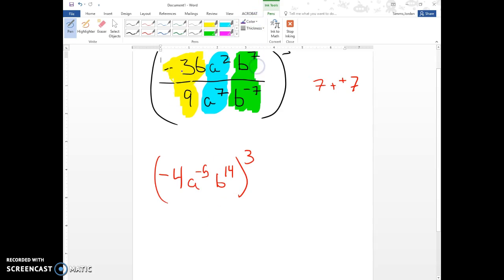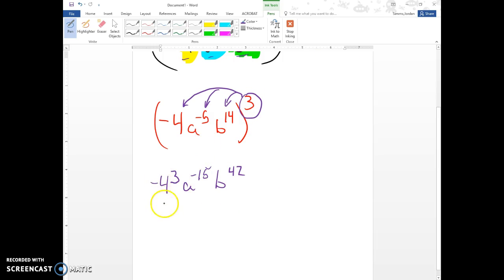Okay, so we just did order of operations. We broke everything up: whole numbers, the a's, the b's, and we left our exponent. Now this exponent is going to get applied to the whole number, to the a, and to the b. So if I write that out, that's going to be negative 4 cubed. And then here we have a power raised to a power, so we have to use the power rule. We multiply. Negative 5 times 3 is negative 15. And the same with the b's: we have b to the 14 times 3. 14 times 3 is going to be 42.